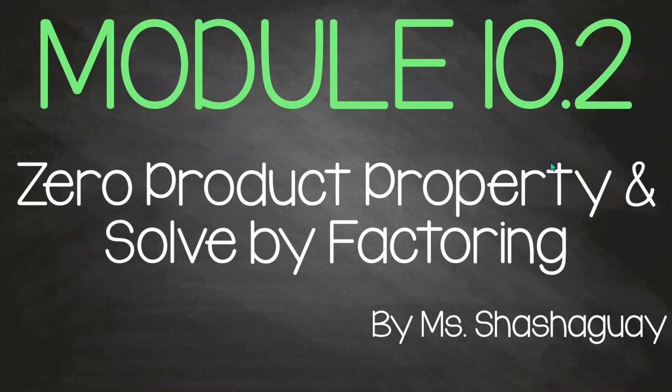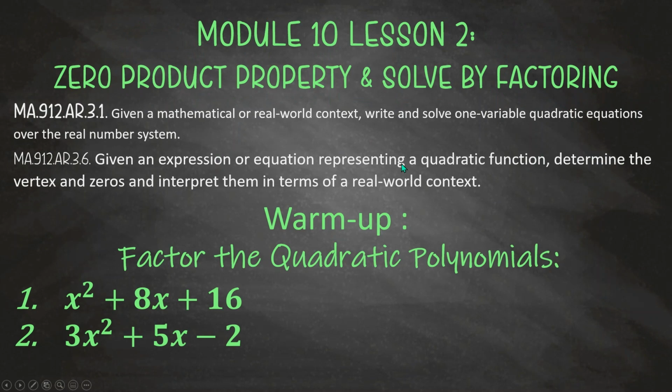All right, in this video, we're going to go over Module 10, Lesson 2, which is the zero product property and solve by factoring. This is the Florida benchmark: given a mathematical or real-world context, write and solve one variable quadratic equations over the real number system. It also touches on a little bit of AR 3.6, which is given an expression or equation representing a quadratic function, determine the vertex and the zeros and interpret them in terms of the real world context.